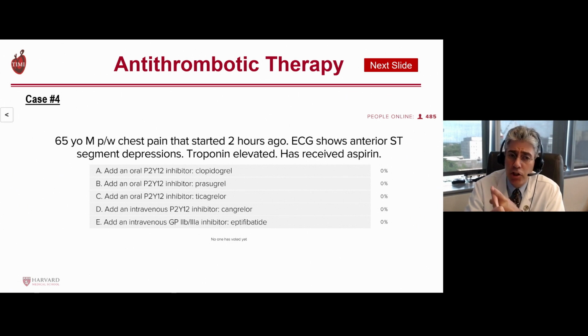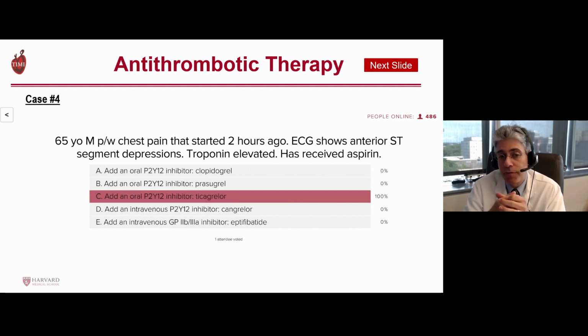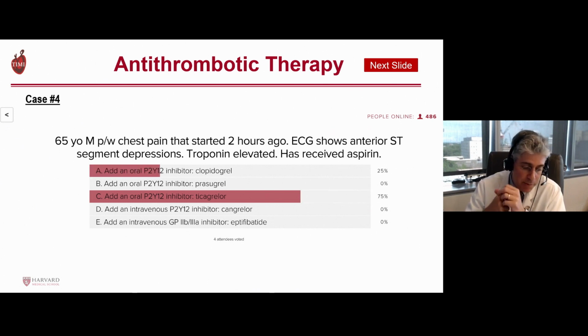A, do you add clopidogrel? B, do you add prasugrel? C, do you add ticagrelor? D, do you add an intravenous P2Y12 inhibitor, cangrelor? Or E, do you add an intravenous 2B3A inhibitor, eptifibatide? All right, let's see what people vote.